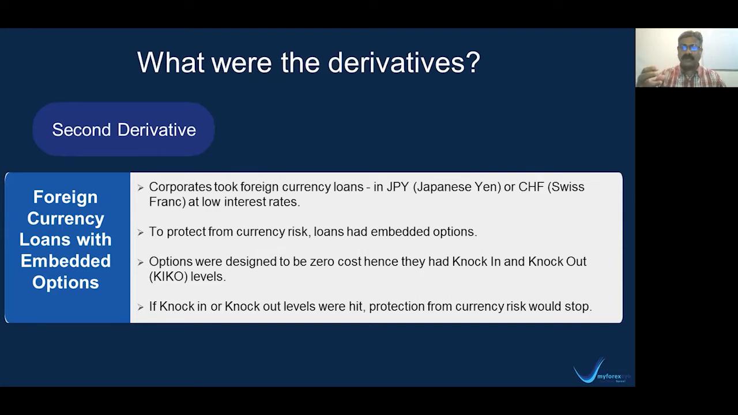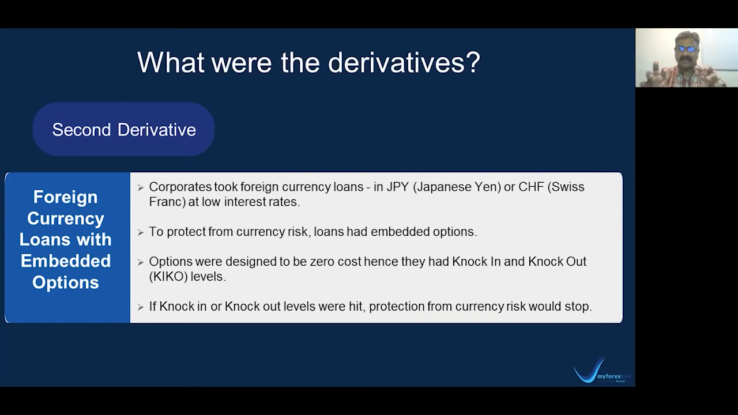So what banks did, in order to protect companies from this currency risk, was embed options into the foreign currency loans. All these options were designed to be zero cost, which means they had certain knock-ins and knockouts, what we call KIKOs. What does knock-in mean? A knock-in means that the option comes alive if a particular level is touched. And knockout is the reverse. It means that the option dies if a particular level is touched.